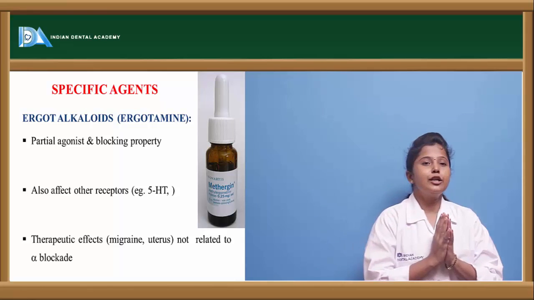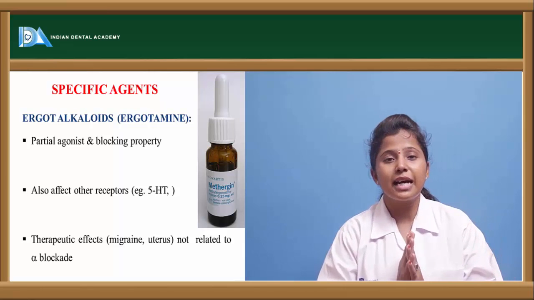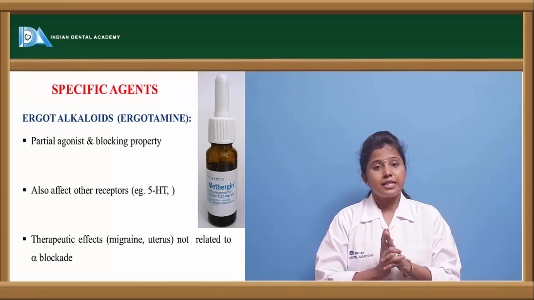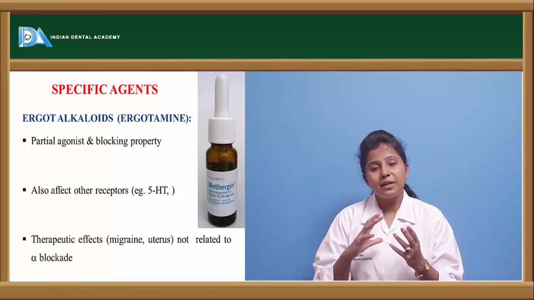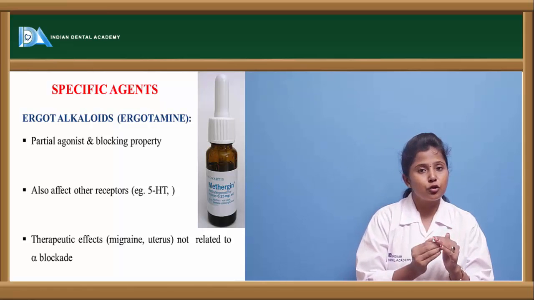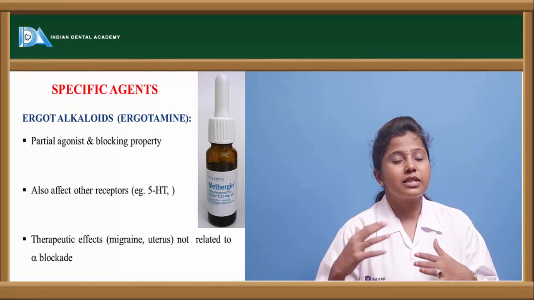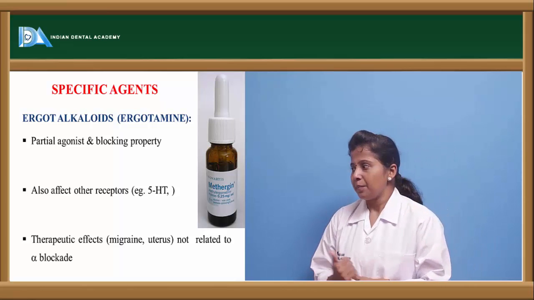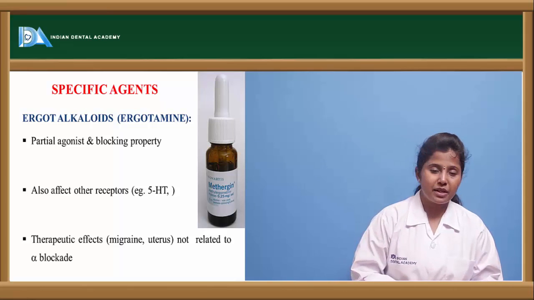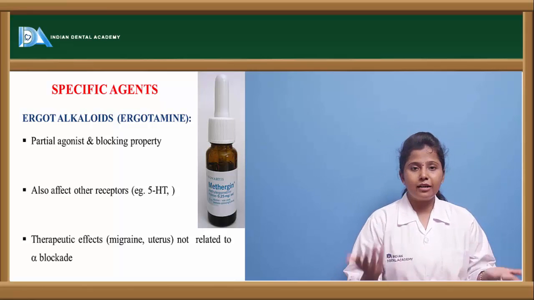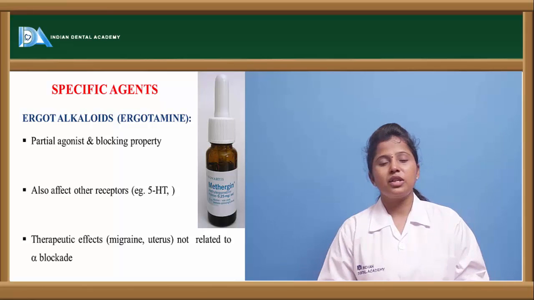Ergotamine shows partial agonist as well as blocking properties. What does this mean? It shows a mixed effect, in the sense the effect depends on the dose. If given in smaller doses, it shows agonist activity. If given in higher doses, it shows antagonistic activity. It also affects other receptors like 5-HT receptors, because these alkaloids alter all the adrenergic receptors and some other receptors.